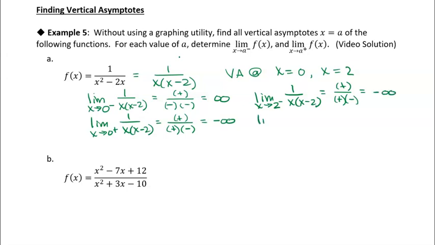All right, and then the limit as x approaches 2 from the right, we're going to have the function is 1 over x times x minus 2. All right, numerator is always positive because it's just 1. X is positive, right, because we're approaching 2. And now if we're approaching from the right-hand side, something a little bit bigger than 2, that something bigger than 2 minus 2 is going to be positive. All right, so this is going to be positive infinity.